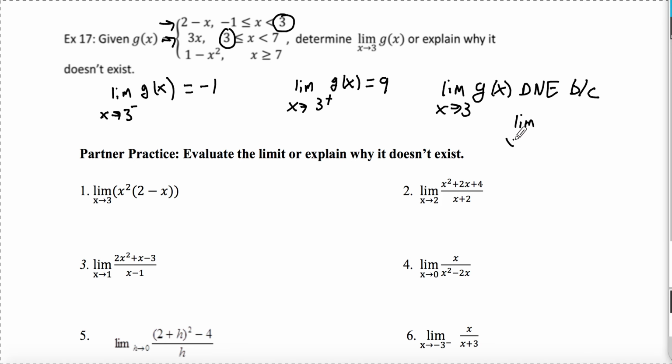So I can simply say the limit as x approaches 3 from the left of, not f of x, of g of x does not equal the limit as x approaches 3 from the right of g of x. So therefore, our overall limit does not exist because the left-hand branch, the top branch, and the right-hand branch, the bottom branch, are not going to have the same value as we approach 3 by plugging in.